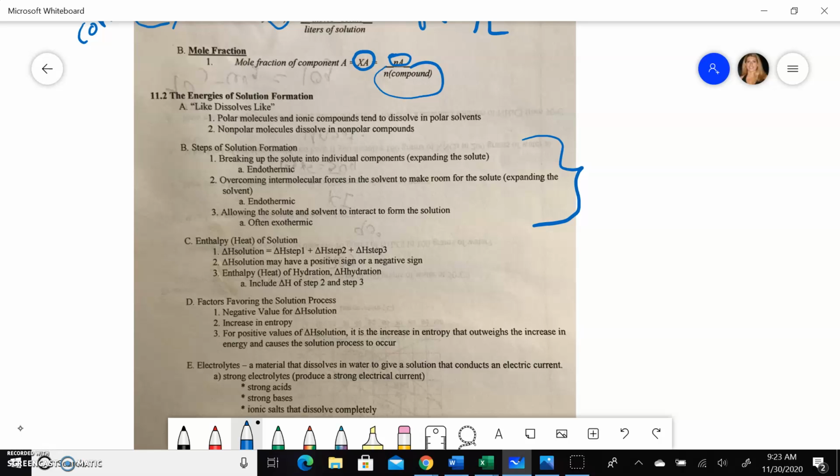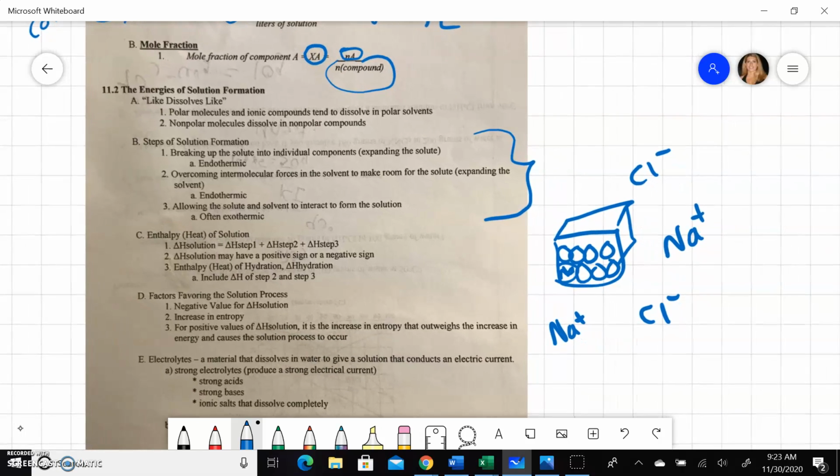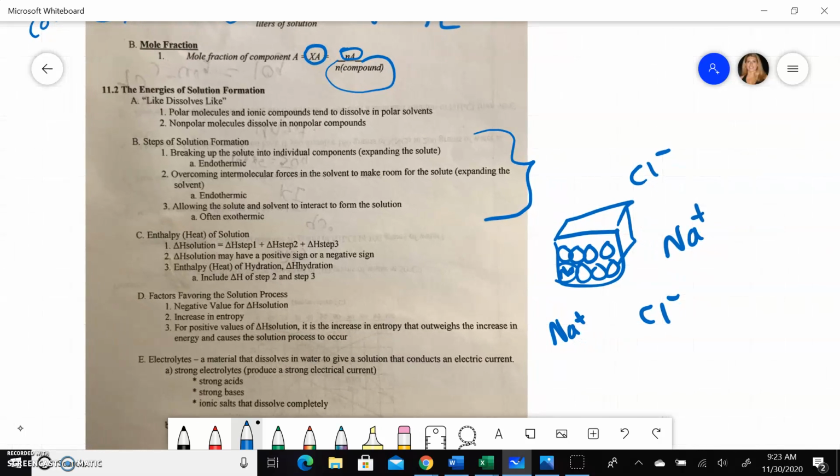You have to break up the solute into individual components. If you have a crystal of sodium chloride, NaCl, you've got your sodium and your chlorine. It's a 1-to-1 ratio. So you have to break off a sodium ion and break off a chlorine ion. Then you break off a sodium ion, break off a chlorine ion. So you have to break off these individual ions. And anytime you break a bond or separate intermolecular forces, that requires energy. So notice that that part of the process is going to be endothermic.